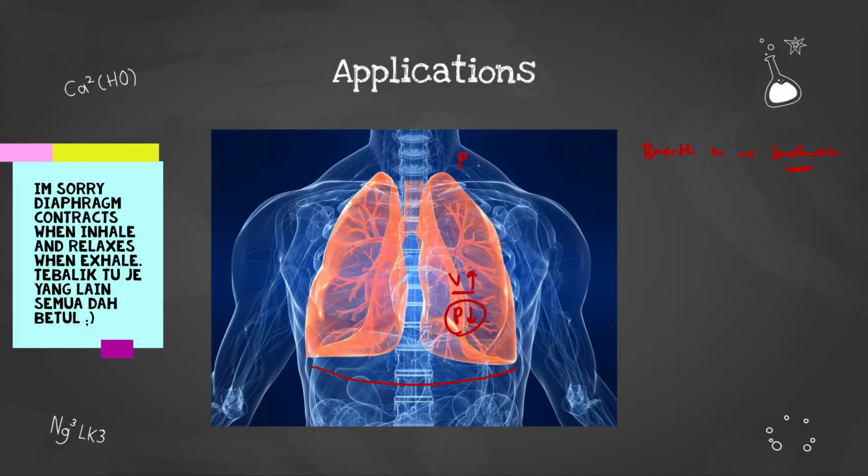Sebab pressure dekat luar lagi tinggi daripada pressure kat dalam. Therefore, all the air will be forced untuk masuk dalam kita punya lung. Okay. Because of Boyle's law. Sebab kita dah increasekan the volume inside our lung by the relaxation of our diaphragm. So the pressure kat dalam lung to decrease. Pressure dekat luar lagi tinggi pada dalam lung. That's why air boleh disuck in masuk dalam kita punya lungs.